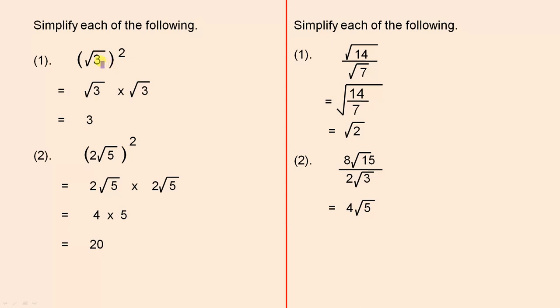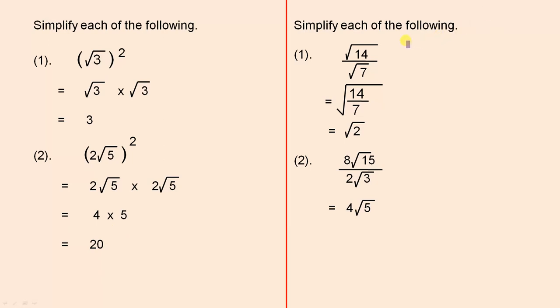When you have the square root of 3 all squared, that means you multiply the square root of 3 by itself. That gives you 3. 2 the square root of 5 all squared, you multiply 2 the square root of 5 by itself. 2 2s are 4. The square root of 5 by the square root of 5 gives you 5. 4 5s are 20.